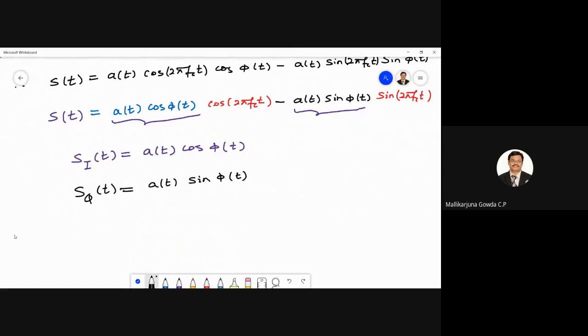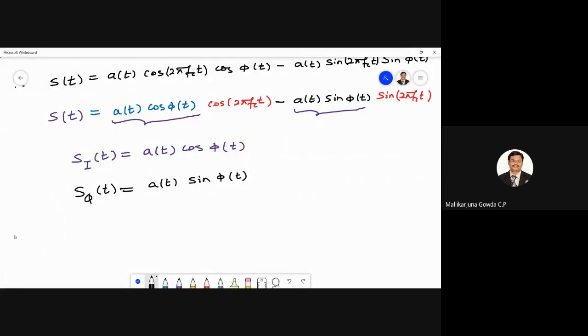Yes, is this fine? I am just playing with these basic mathematical relations. I took cos of 2 pi f c t plus phi of t as two terms, first term as a and second term as b. Then I expanded using cos of a plus b as cos a cos b minus sin a sin b, so I could bring it to this form. Then I am identifying the in-phase component and the quadrature phase component.